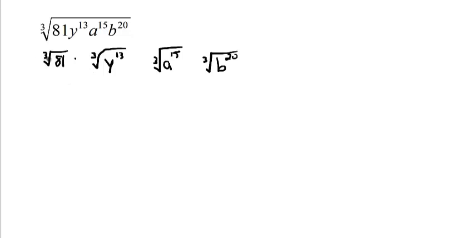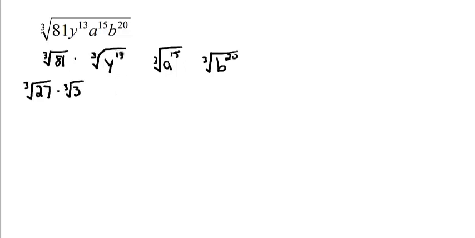So now, this part right here, we ask ourselves, are there any perfect cubes that divide into 81 evenly? And there is, it's 27. So I'm going to write the cube root of 27 times 3, because 27 times 3 will give us 81.